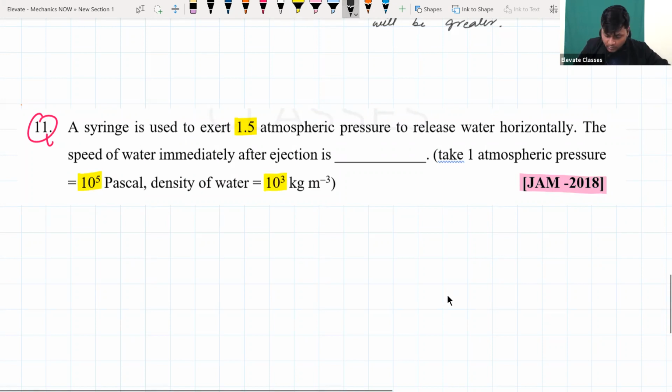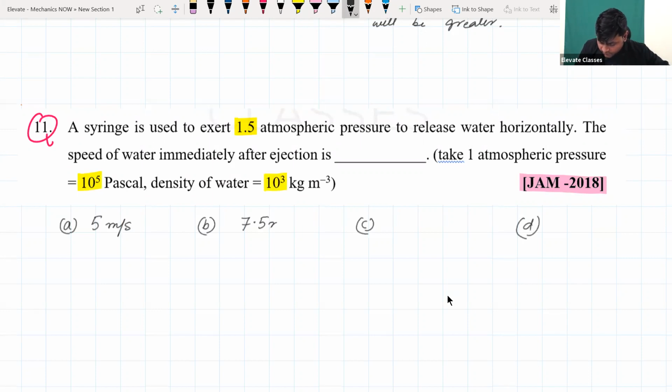So let me give you a couple of options because I've given you the poll. So 5 meter per second, 7.5 meter per second, 10 meter per second, and 12 meter per second. So there is a syringe. Syringe exerts 1.5 atmospheric pressure. So what is the speed of the water after ejection? Try this question.